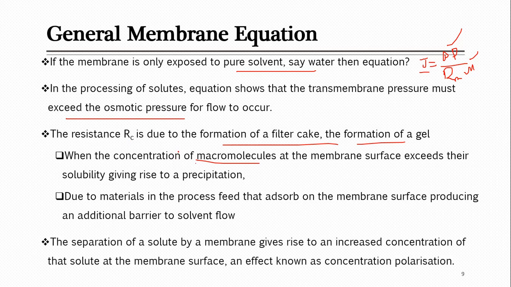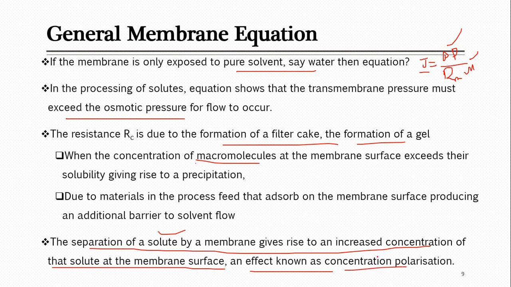So the separation of the solute by the membrane gives rise to increased concentration of that solute at the membrane surface. Later we will look at this, although up to here we have seen that through osmosis liquid will pass from the side of low solute to the high solute. But when you are going for reverse osmosis and these other main membrane phenomena, you push the water, and with the help of that pressure we pass water opposite to the osmosis system. In that case, when water leaves, the salt or solute concentration starts increasing on the membrane surface. When this starts increasing on the membrane surface, that phenomenon is named concentration polarization. When salts are deposited on the surface and their concentration rises, that's called concentration polarization. This phenomenon, in which there is increased concentration of the solute on the membrane surface, is named concentration polarization.